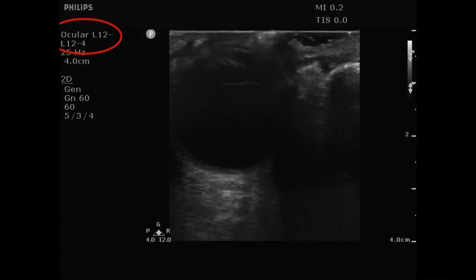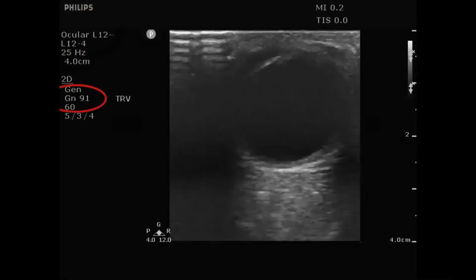And honestly, with something really superficial like this, we don't need a ton of energy to penetrate deeply because we're not going to have a ton of attenuation in the lid, like we would if you were scanning a gallbladder or something like that. So use the ocular preset. It's going to set you up nicely, and it's going to be the safest preset to use for your patient in this context. So next up is talking a little bit about gain.